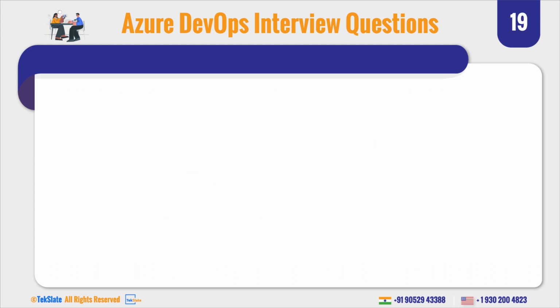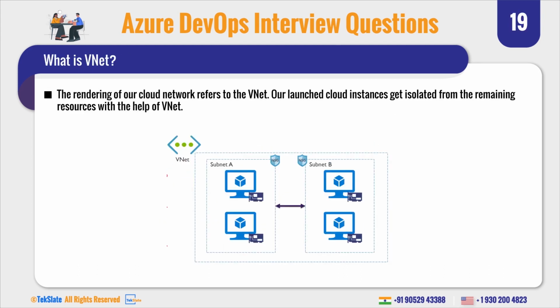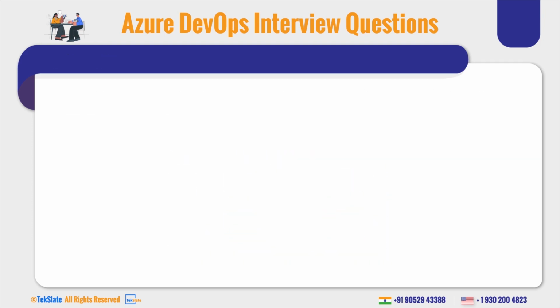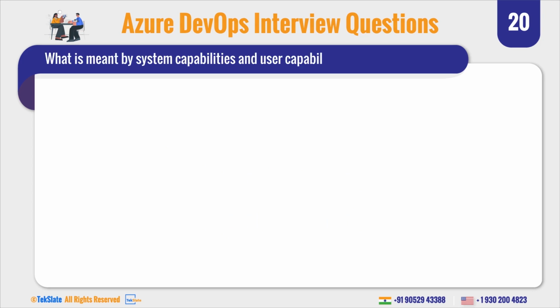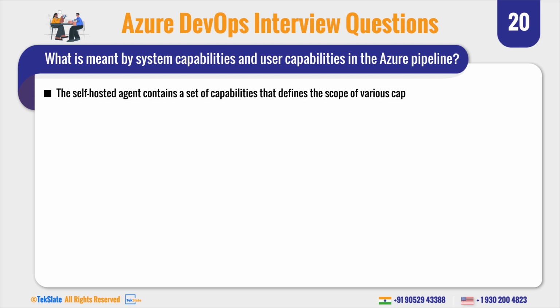The next question is, what is VNET? The rendering of our cloud network refers to the VNET. Our launched cloud instances get isolated from the remaining resources with the help of VNET. The next question is, what is meant by system capabilities and user capabilities in the Azure pipeline?